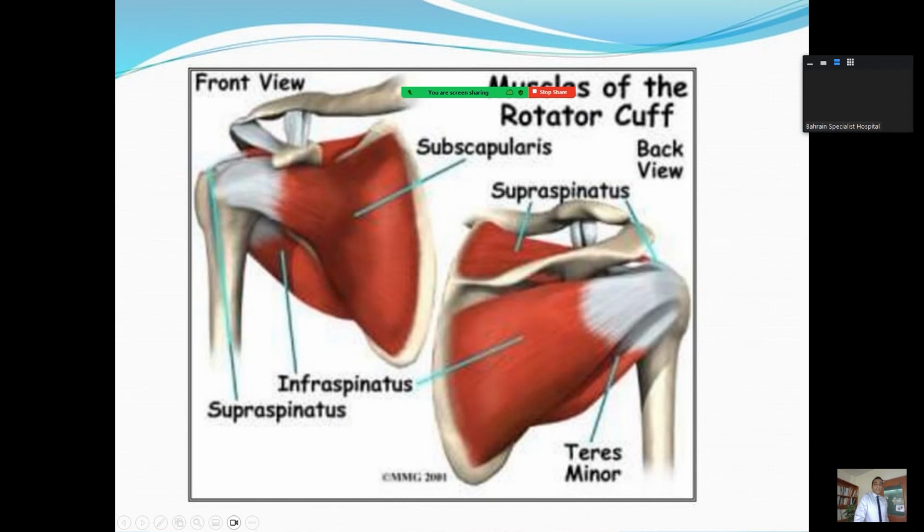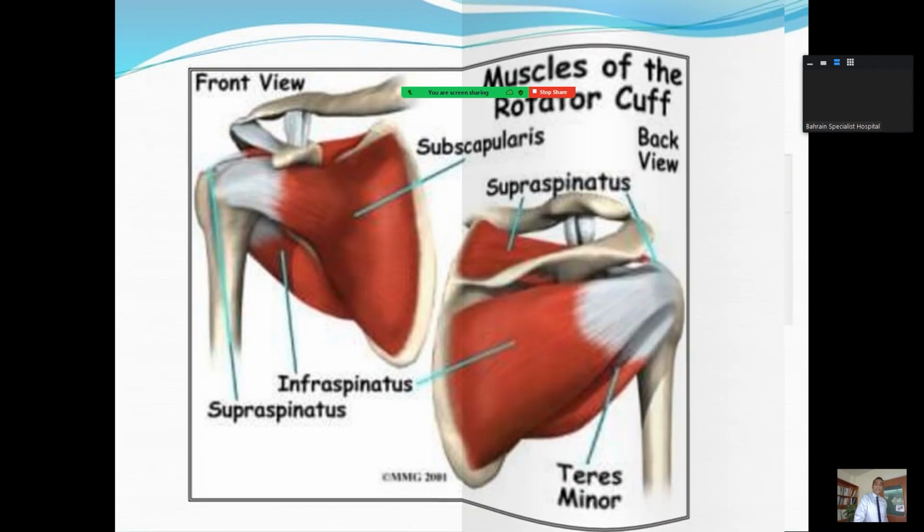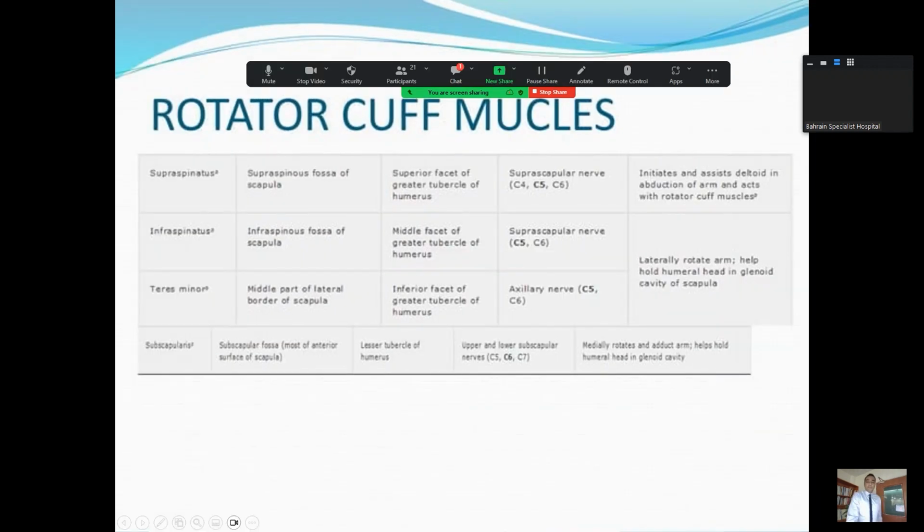So here the supraspinatus arises above the spine of the scapula and inserts to the greater tubercle. The supraspinatus, infraspinatus, and teres minor insert to the greater tuberosity and the subscapularis to the lesser tuberosity. And between these two tuberosities is the tendon of the biceps. So we'll discuss the function of the rotator cuff muscles later on.